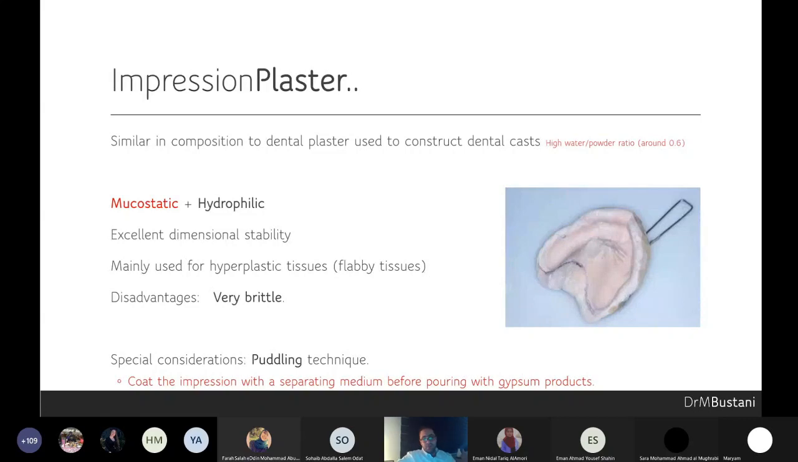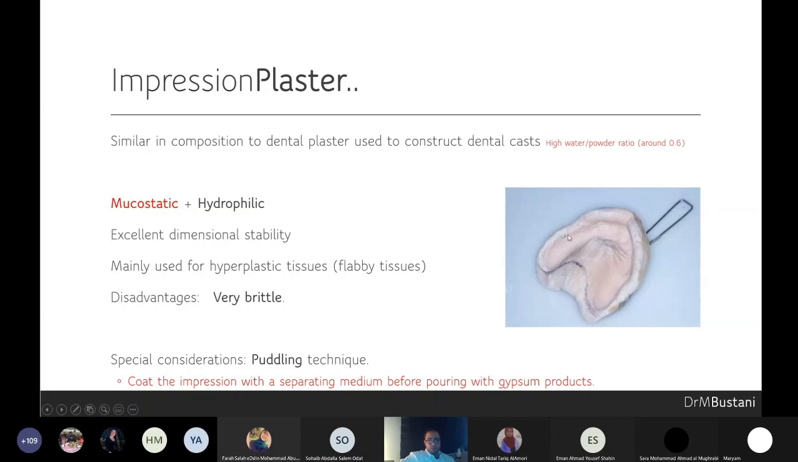So we said it's mainly used for flabby tissues. The reason why I don't use it anymore is because we have silicones. The light body silicone is also mucostatic and has a higher tear strength and can perform in an elastic manner, so it won't fracture or even tear.